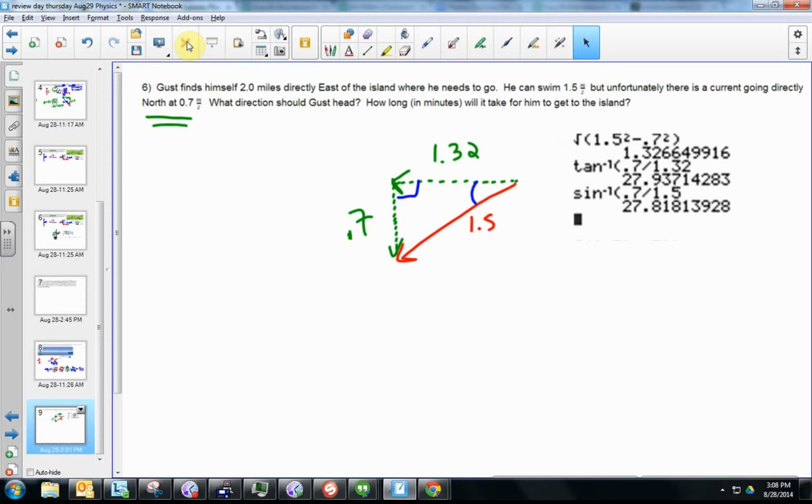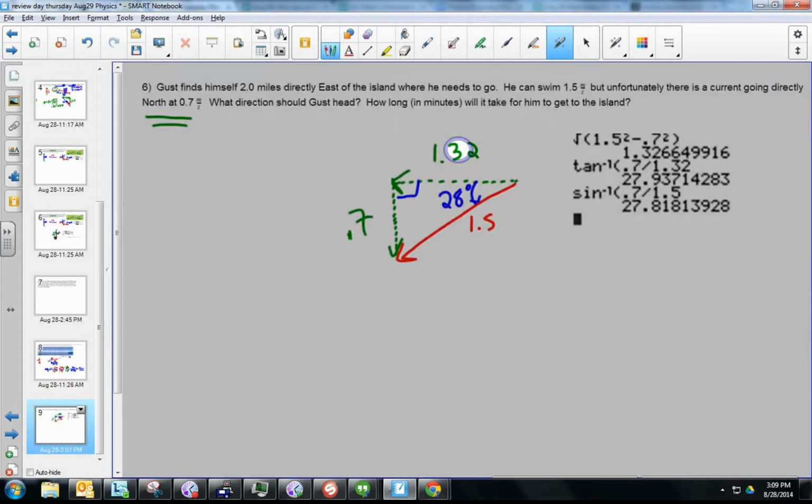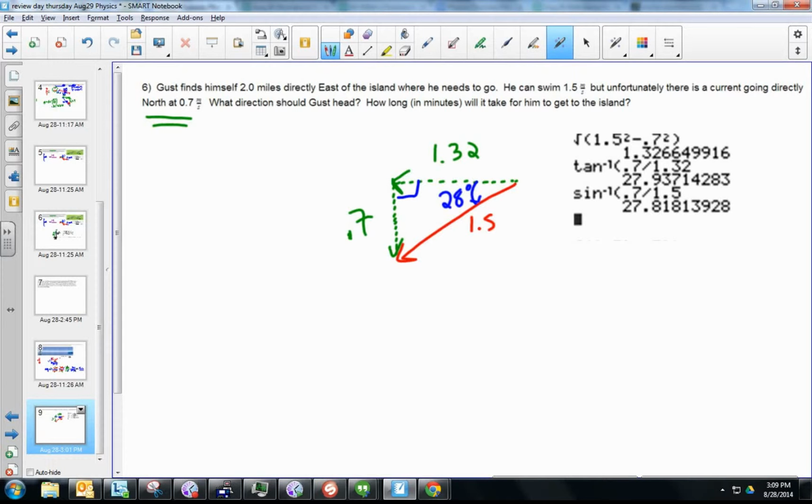Okay, so notice what we've figured out. We've figured out that he needs to swim 28 degrees south of west, and that he ultimately will not be moving at 1.5. He's going to be going 1.32, not 1.5, meters per second. So that lets us know what direction he should go, the answer being 28 degrees.